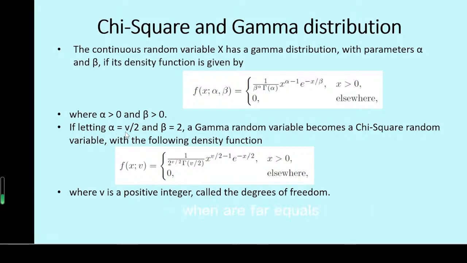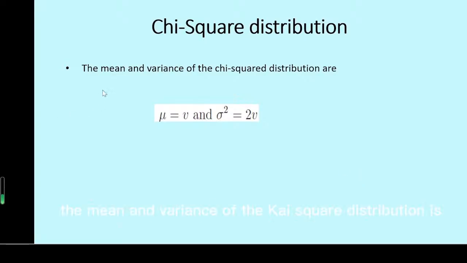When alpha equals v divided by 2 and beta equals 2, the gamma random variable becomes a chi-square random variable with the following density function. Here v is the degrees of freedom, a positive integer. The mean of the chi-square distribution equals v, the degrees of freedom, and the variance is 2v.